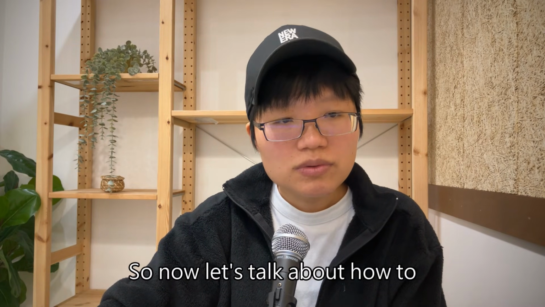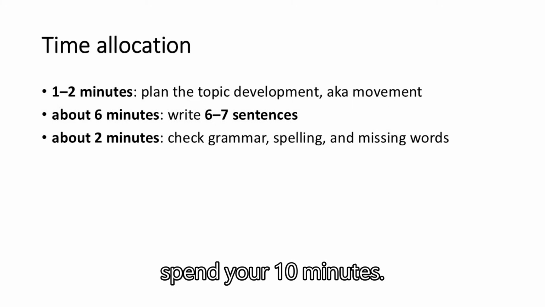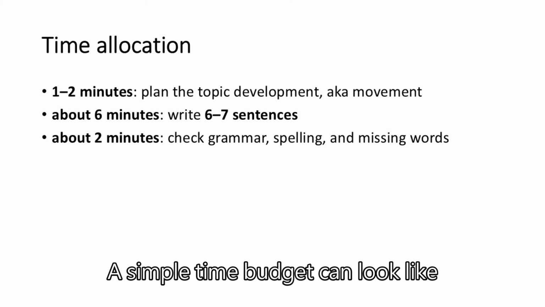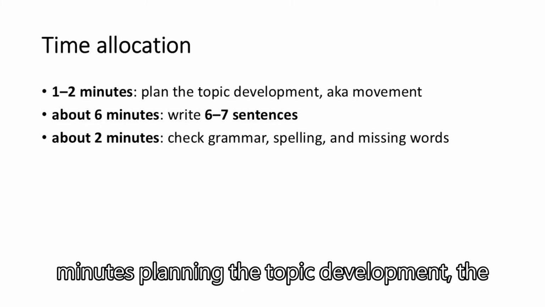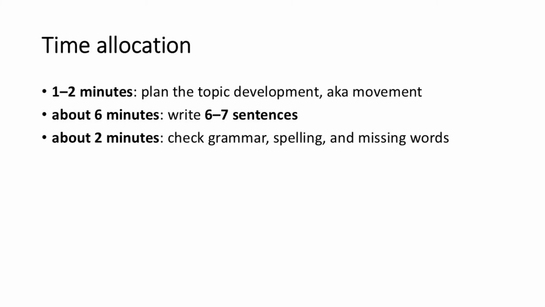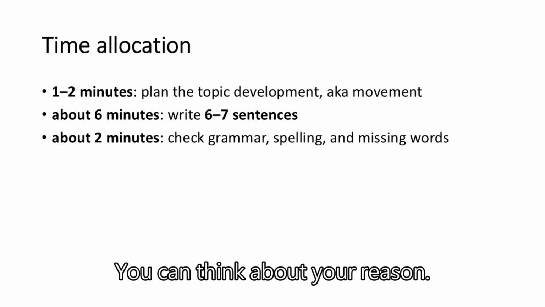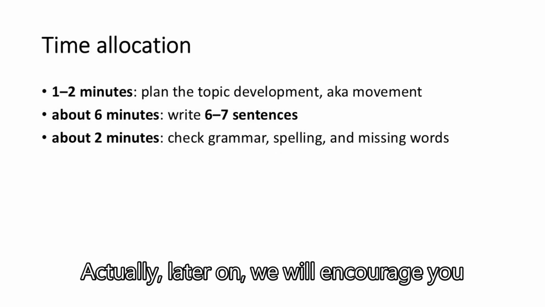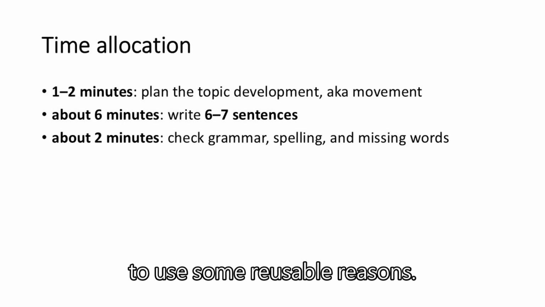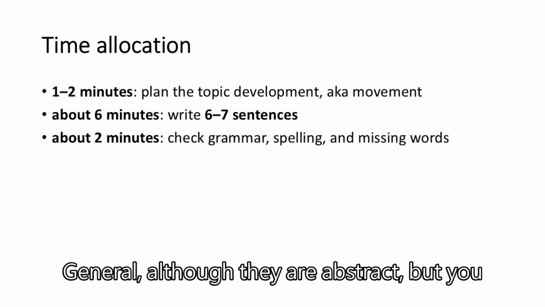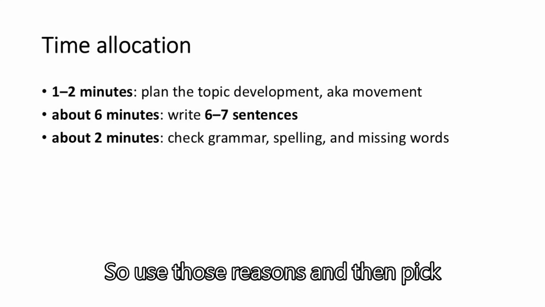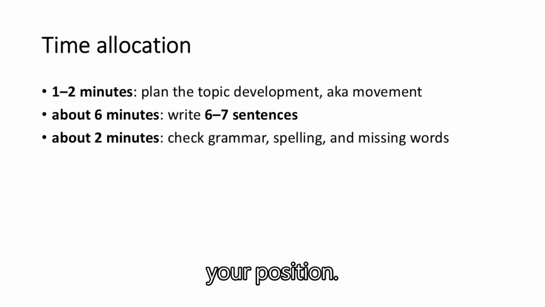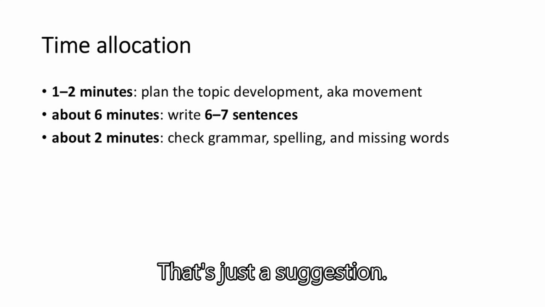So now let's talk about how to spend your 10 minutes. A simple time budget can look like this. You spend your first 1 to 2 minutes planning the topic development, the movements. You can think about your reason. Later on, we will encourage you to use some reusable reasons. They're general and abstract, but you can develop more specific variations of them. So use those reasons and then pick your position. All right. That's just a suggestion.